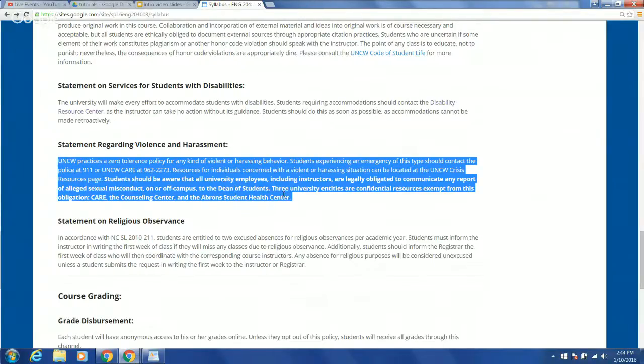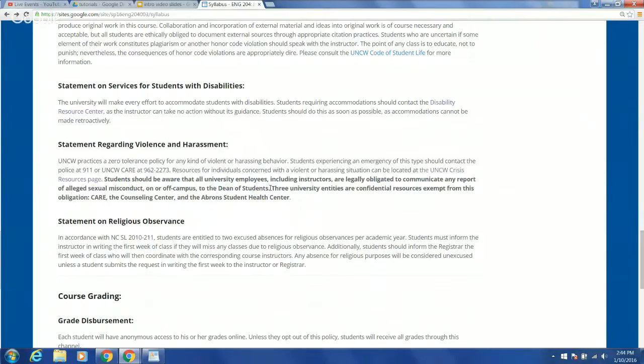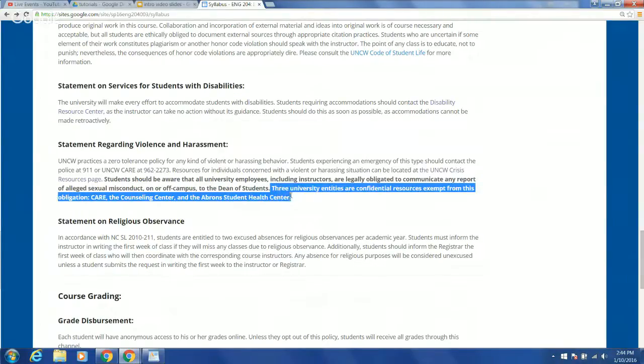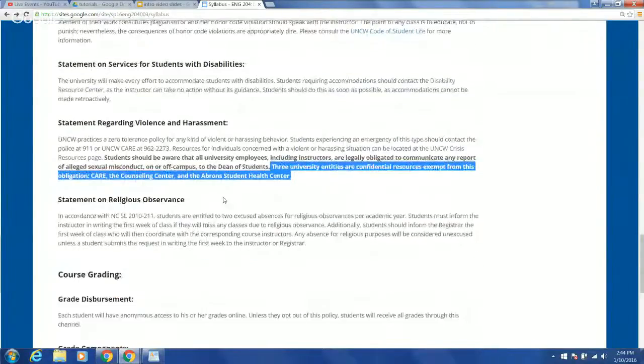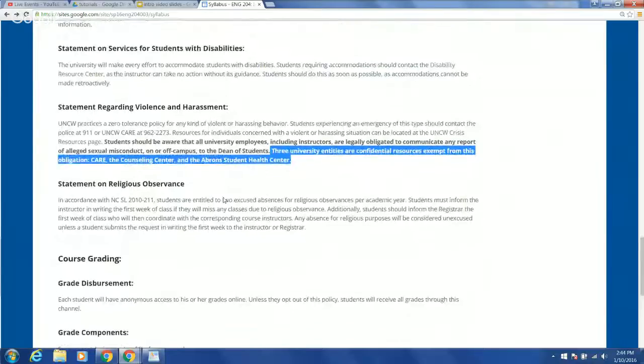If you do need a confidential source, we do actually have 3 entities on campus that are exempt from that legal obligation. Just these 3, however. That's CARE, the Counseling Center, and the Abrams Student Health Center. They retain confidentiality. Everyone else, your professors, librarians, employees, everyone has to report except those 3 centers.